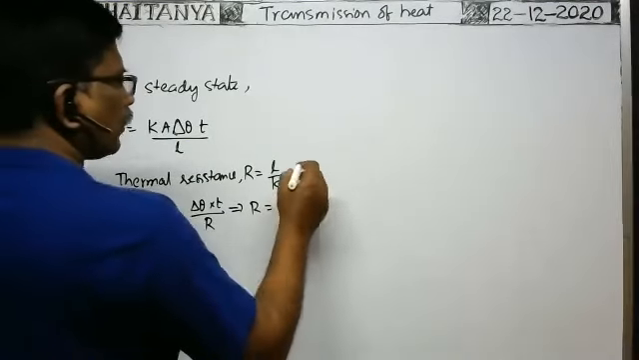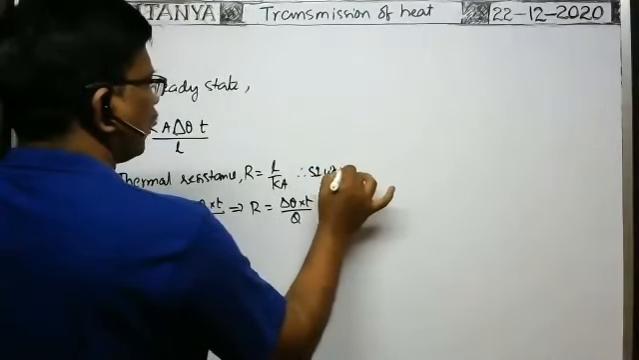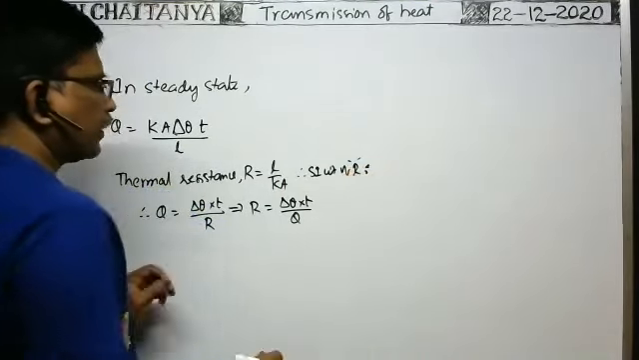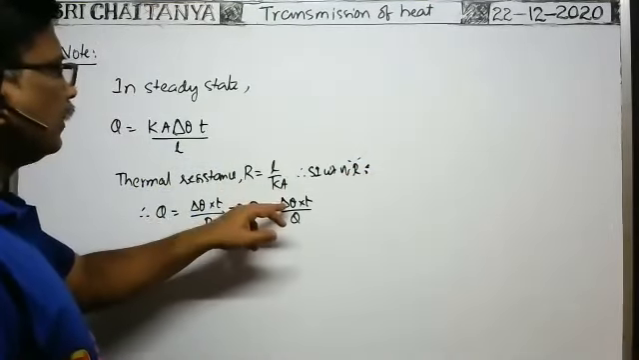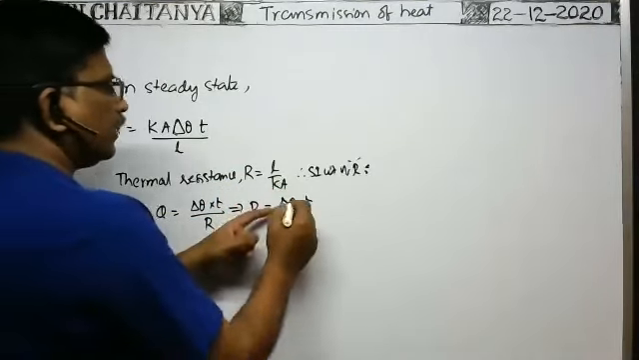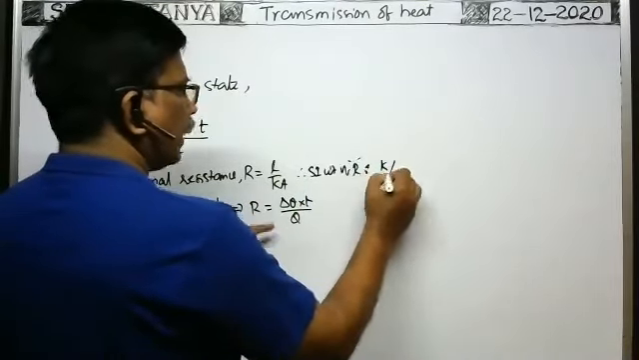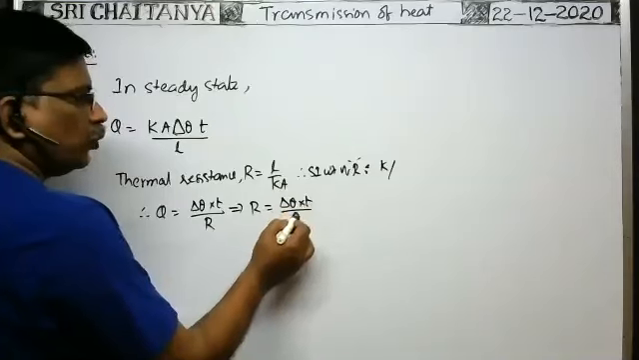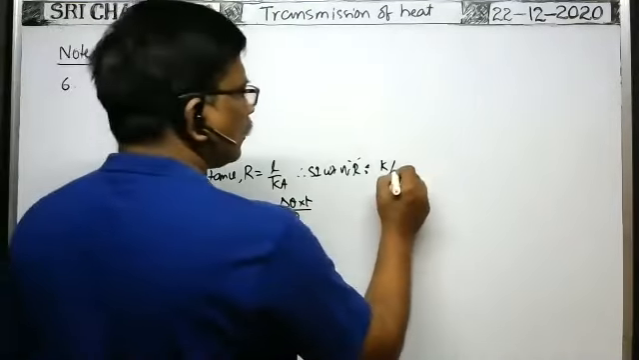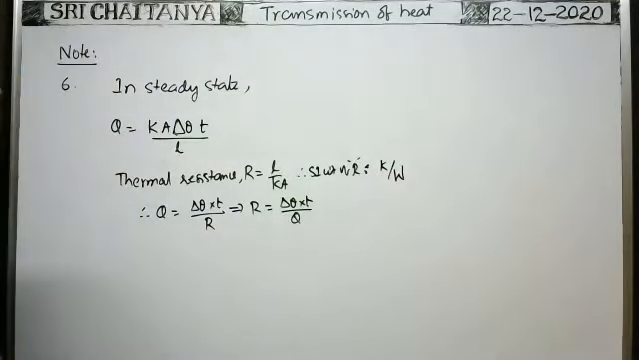Now, what is the SI unit of this thermal resistance? R is equal to L by K A, and R is also delta theta t by Q. Delta theta is the temperature, Kelvin. t by Q means second by joule, or joule per second, which is watt. That's why Kelvin per watt is the SI unit of the thermal resistance.